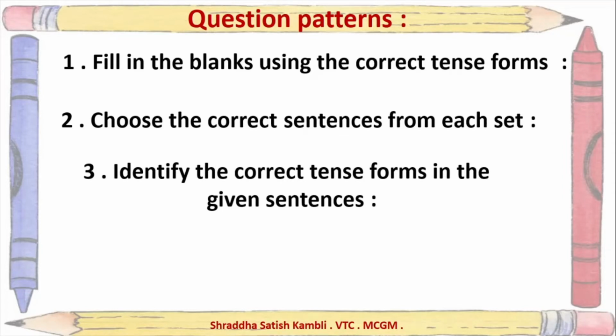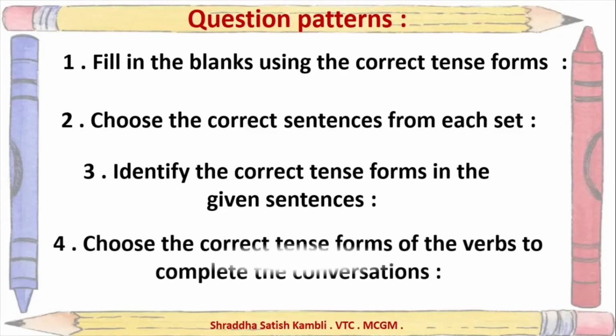So there will be one sentence given to you. You have to identify in which form or which tense the verb is. Finally, choose the correct tense forms of the verbs to complete the conversation. So conversation is what? When 2 people are talking, it is a conversation. So you will have a question asked and an answer, okay, to the question. There you have to fill in the blank or you have to select the correct tense forms.